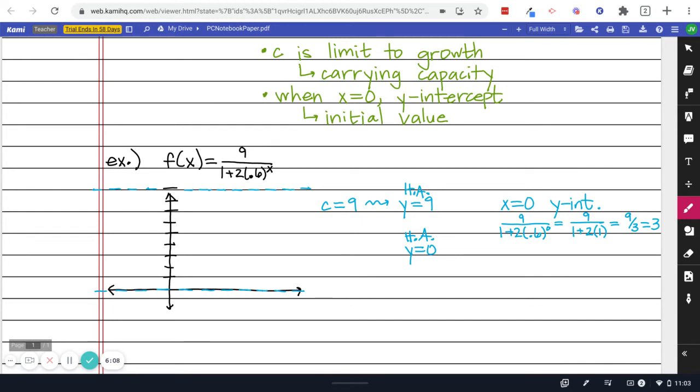So our initial value, the initial population, that's only at 2, so that's terrible counting. Let's try that again, it's at 3. And that means our graph will come down here from 0. It starts at 3, or it has a y-intercept of 3. Then eventually it'll reach this carrying capacity of 9.